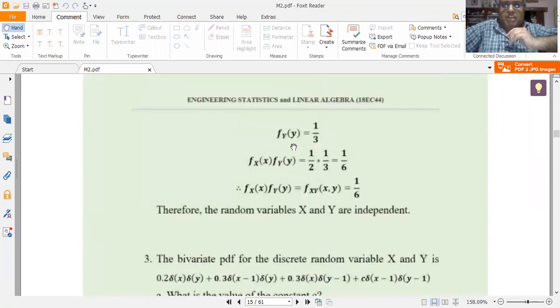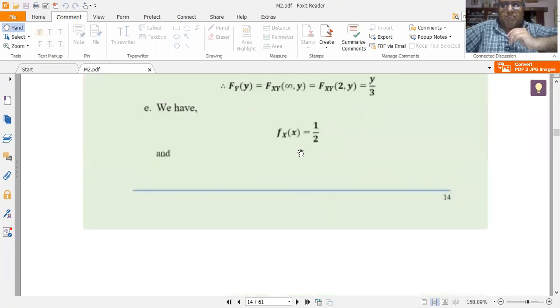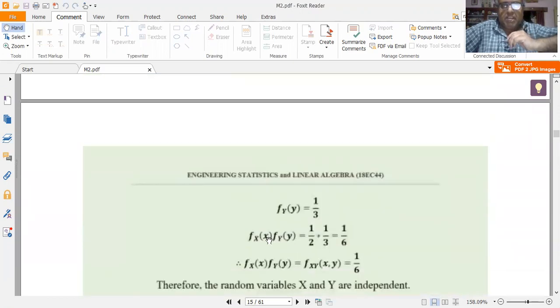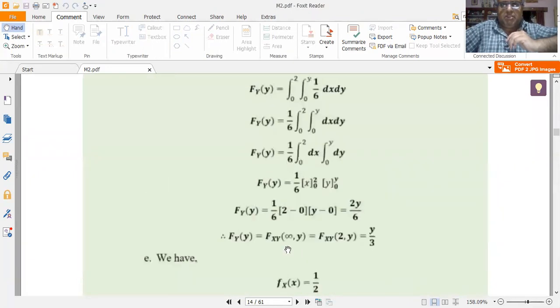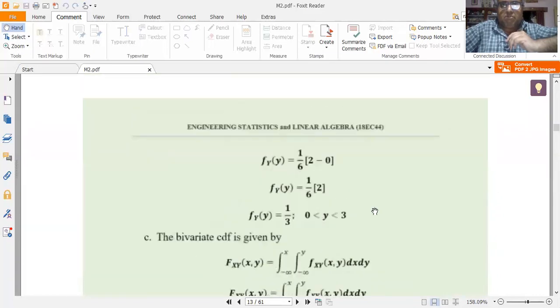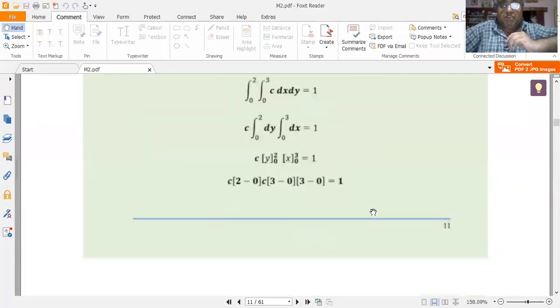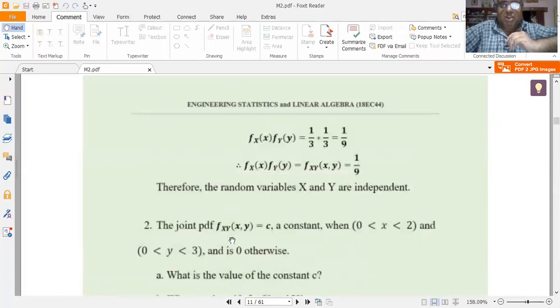Now take the product of the marginal PDFs fx of x and fy of y respectively. So I get fx of x into fy of y is equal to 1 by 2 into 1 by 3, equal to 1 by 6. Similarly, by the definition of the joint PDF, I have got fxy of x comma y is equal to c. C is equal to 1 by 6, which we have calculated here.